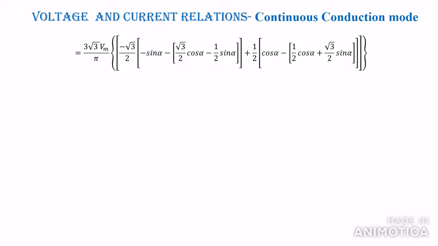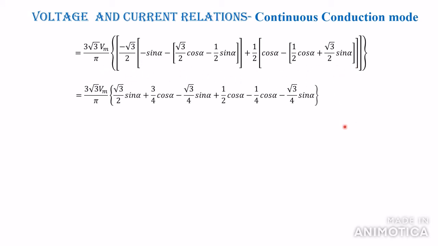So now in the next step we are substituting the values for cos values and sine values here. So now on multiplication, this term minus root 3 by 2 can be multiplied inside. This minus root 3 by 2 term is common for the first term only, and similarly pi by 2 is common for the second term. So we are multiplying this inside and simplifying this term. So we will be getting root 3 by 2 sine alpha plus 3 by 4 cos alpha minus root 3 by 4 sine alpha plus 1 by 2 cos alpha minus 1 by 4 cos alpha minus root 3 by 4 sine alpha.